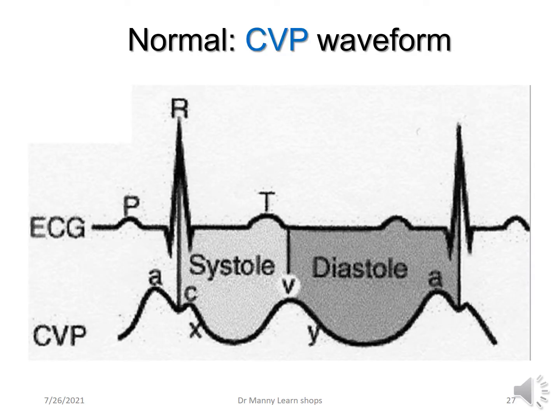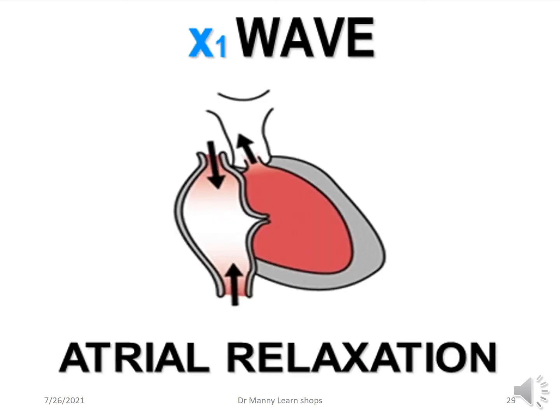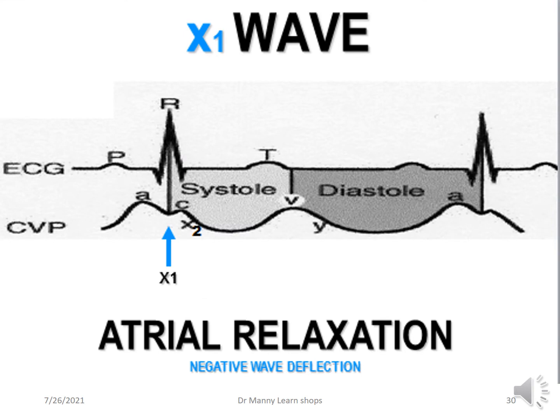Now, a normal CVP waveform consists of the following. You've got the A wave, and the A wave is a small positive deflection, and it represents atrial systole, which is atrial contraction. Then you have the X1 wave, which represents atrial relaxation. The X1 is a small negative deflection when the atria relax.